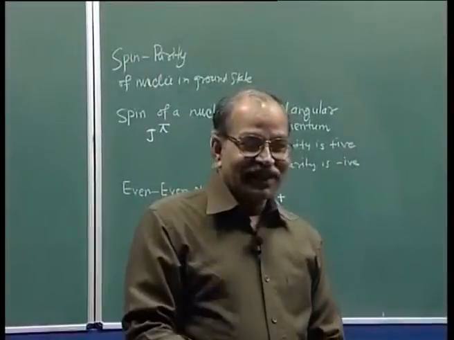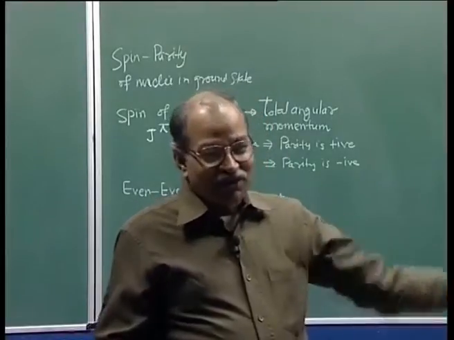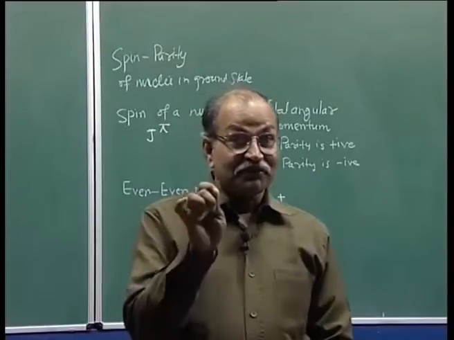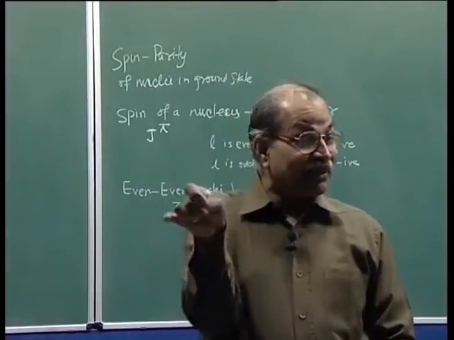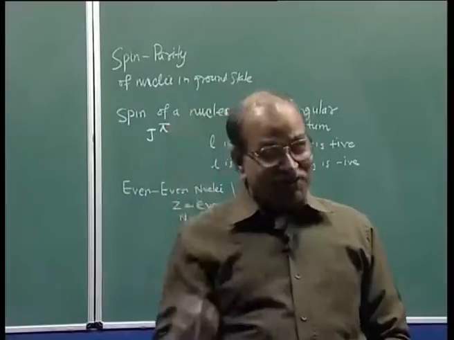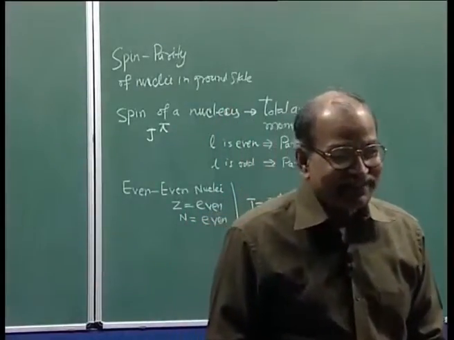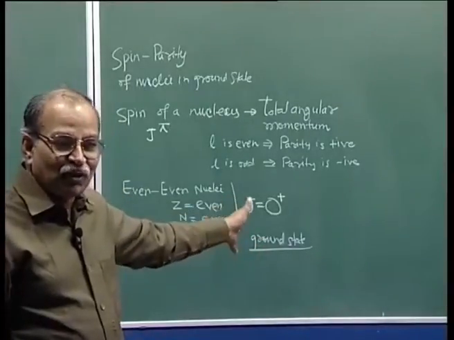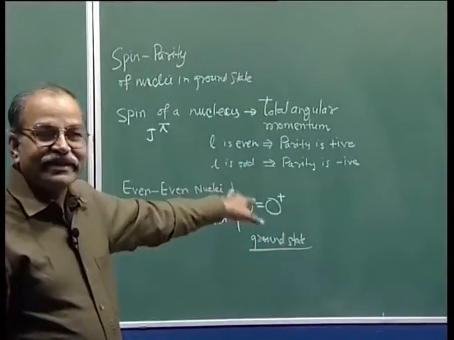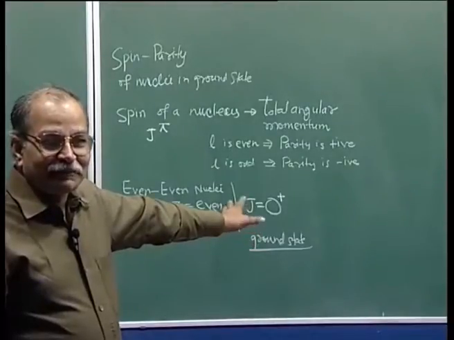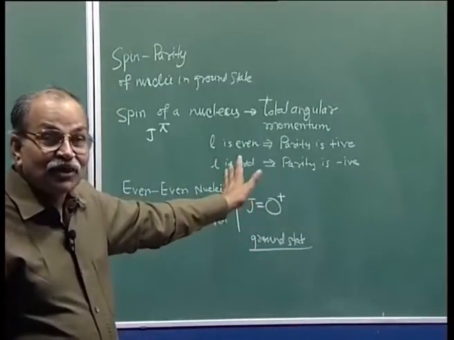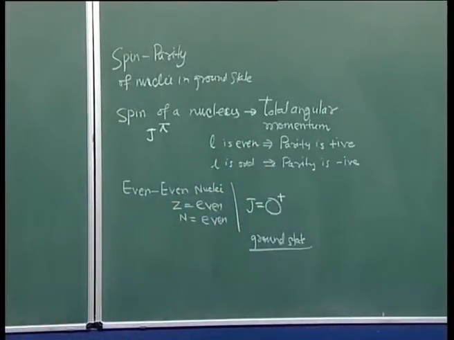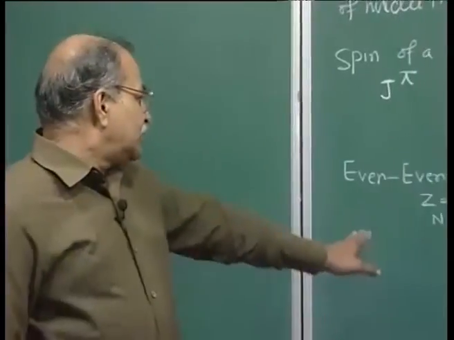Why that nomenclature has come, that could be for some historical reasons, but today we only know that if a nuclear physicist is talking of nuclear spin, he must be talking about the total angular momentum, right. So, all even nuclei in ground state should have 0 plus spin parity according to the extreme single particle shell model, and this comes out to be true in all experiments. So, that was about even.